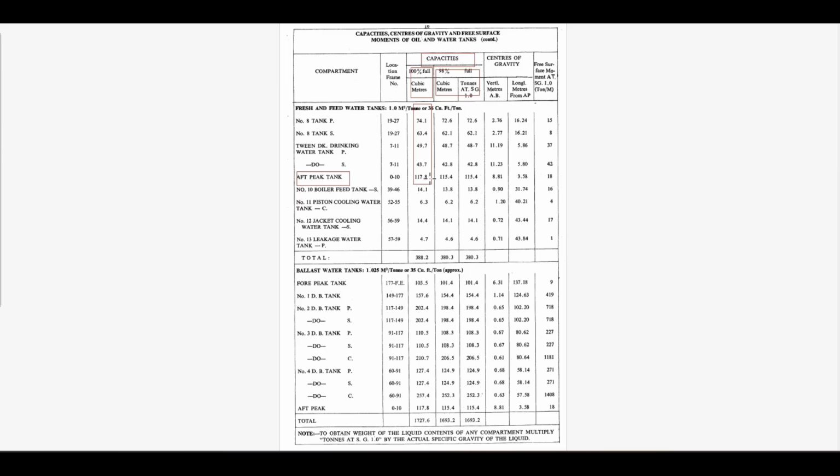We want weight. Multiply 117.8 with the density of the seawater, so that will be the ballast of the tank. So 117.8 is the volume of the tank, but we want the weight of the ballast. So if it's filled 100%, now we multiply 1.025, that is the density of the seawater, with this volume, that is 117.8 cubic meters. Then we will get the weight. So if you multiply, then the answer will be 120.745 tons. You can do it in a calculator and match it with this answer.